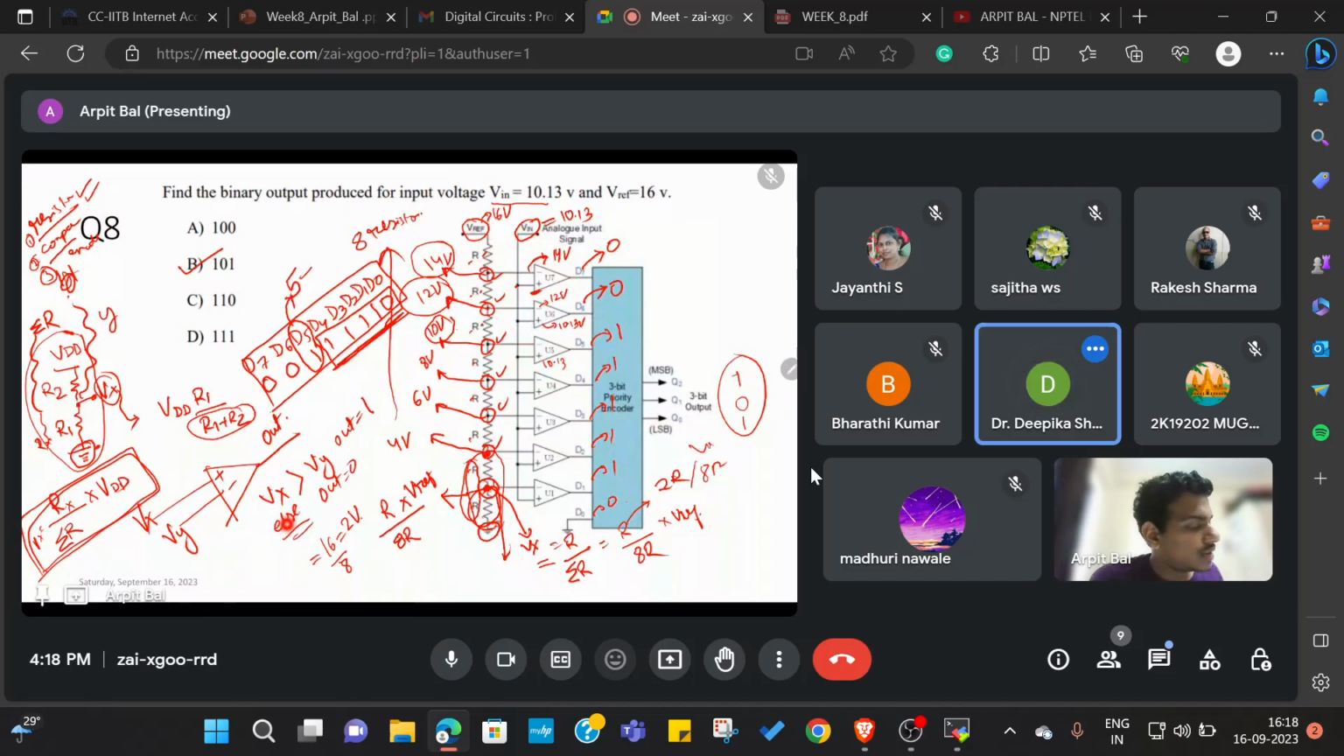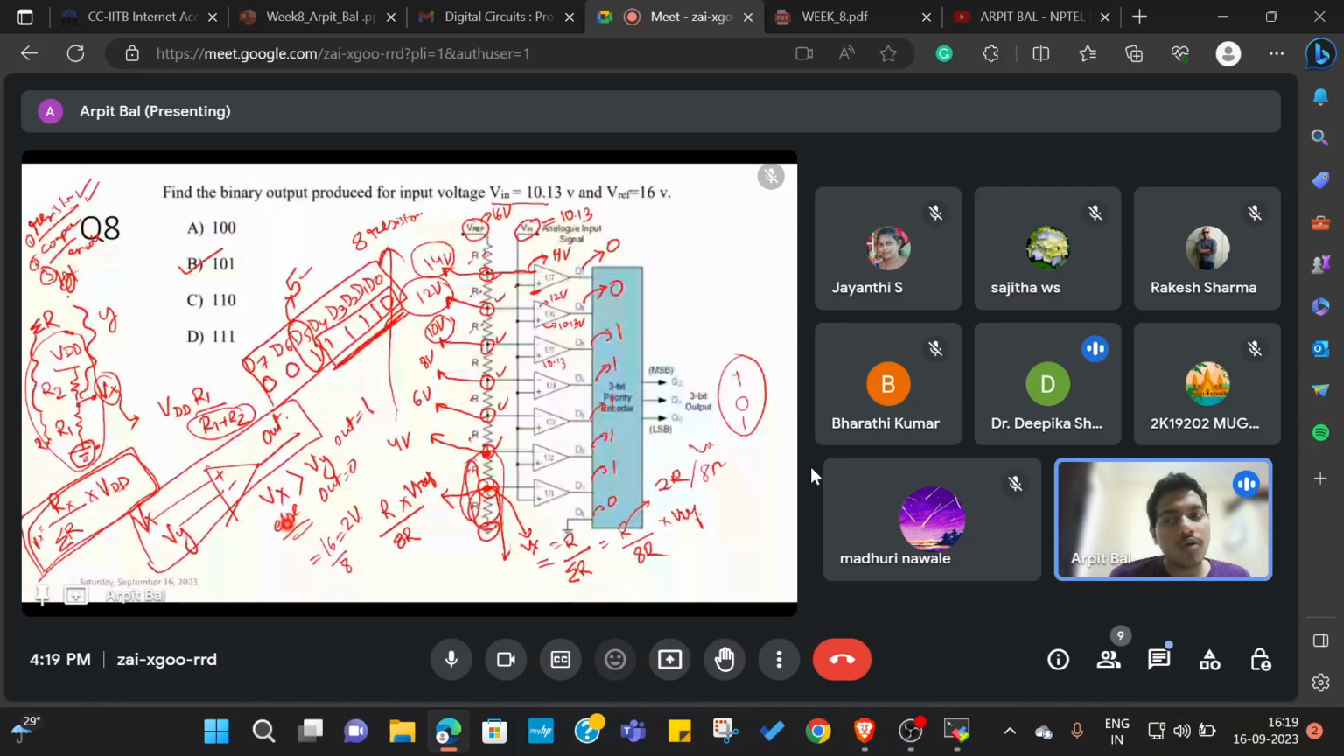Then you can see these nodes are going to the negative terminal of a comparator. The working of this comparator is in this way: let's say there are two terminals and I have connected two voltages Vx and Vy. Vx is connected to the positive terminal, Vy is connected to the negative terminal.